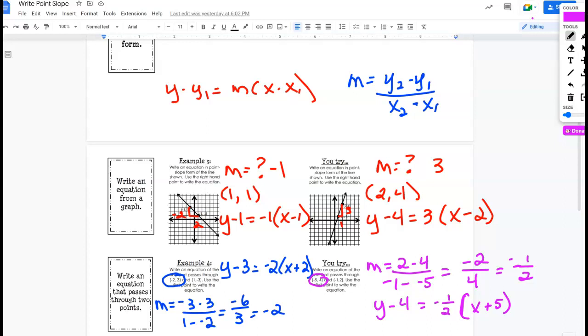All right, make sure you have all this written down and correct, and this would be very helpful for you to have out while you're doing your Delta Math today.